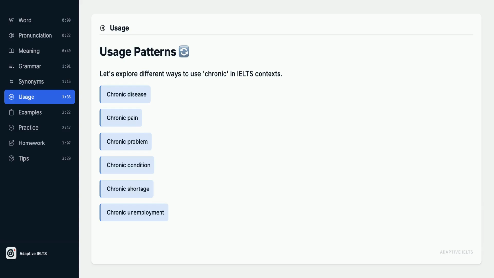To score higher in IELTS, master these essential word partnerships. Common collocations with chronic include chronic disease, chronic pain, chronic problem, chronic condition, chronic shortage, and chronic unemployment. These phrases help you describe persistent situations more precisely in your IELTS responses.